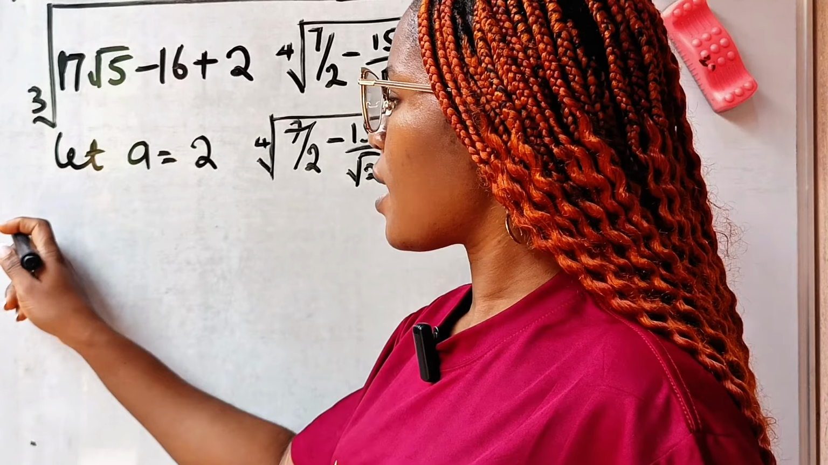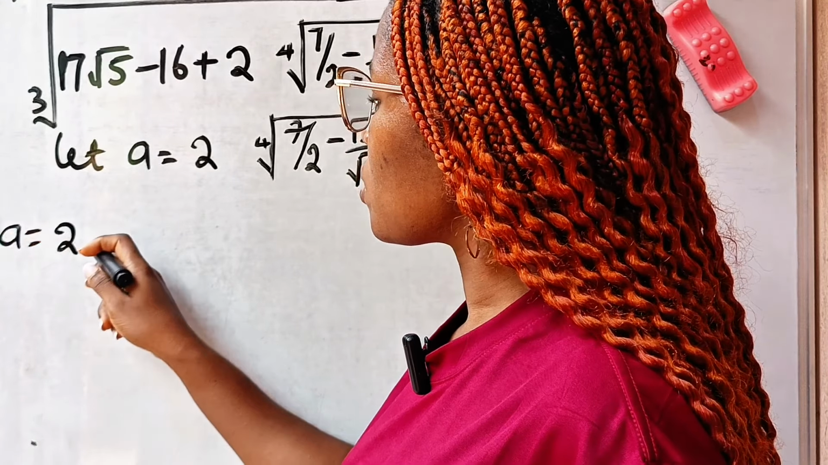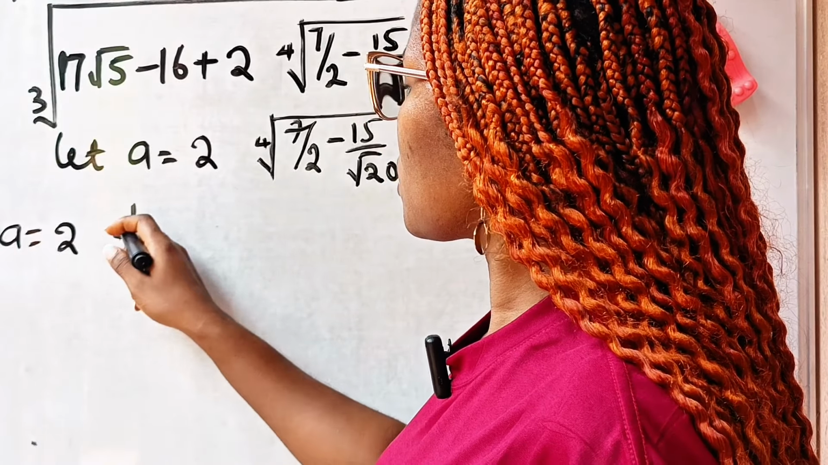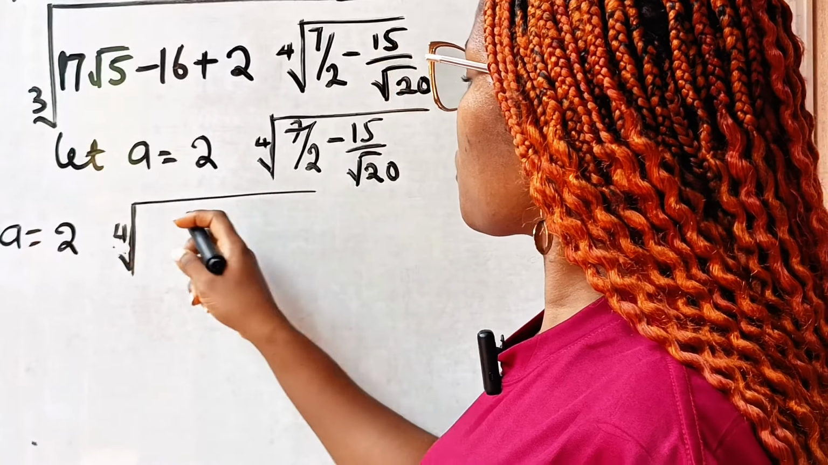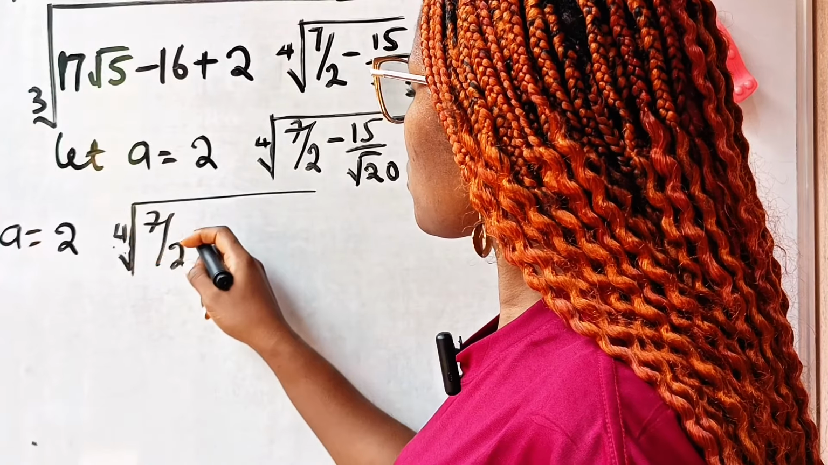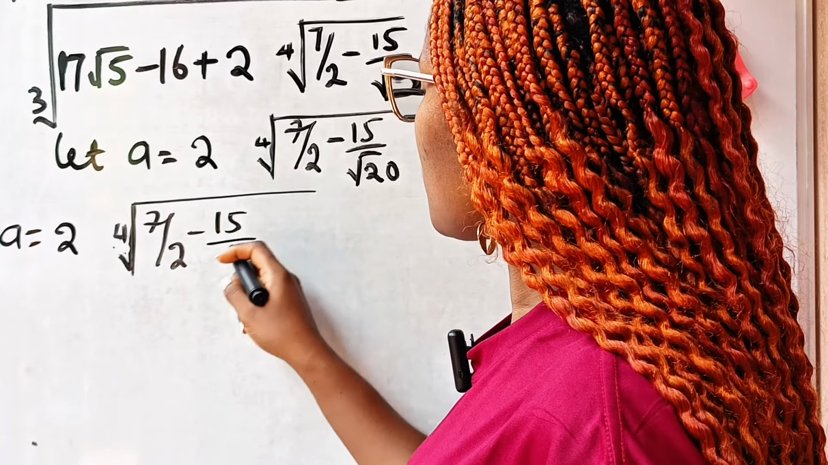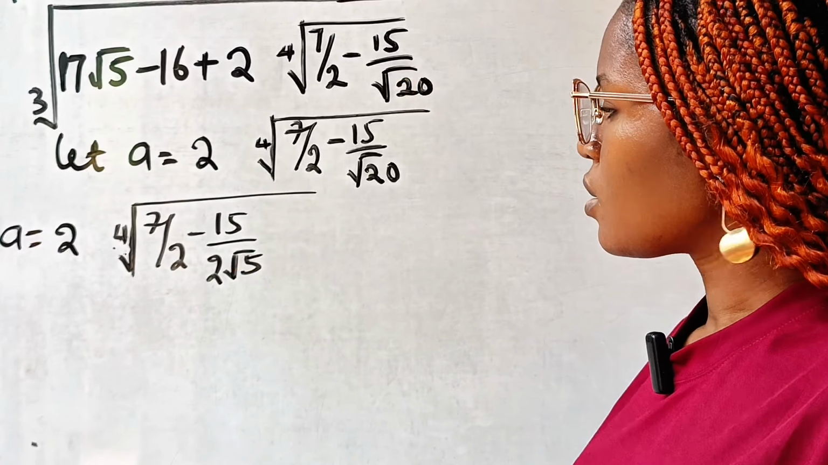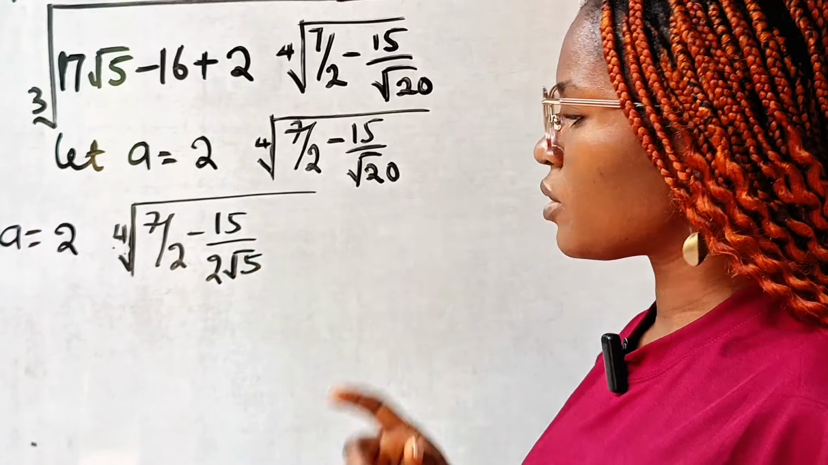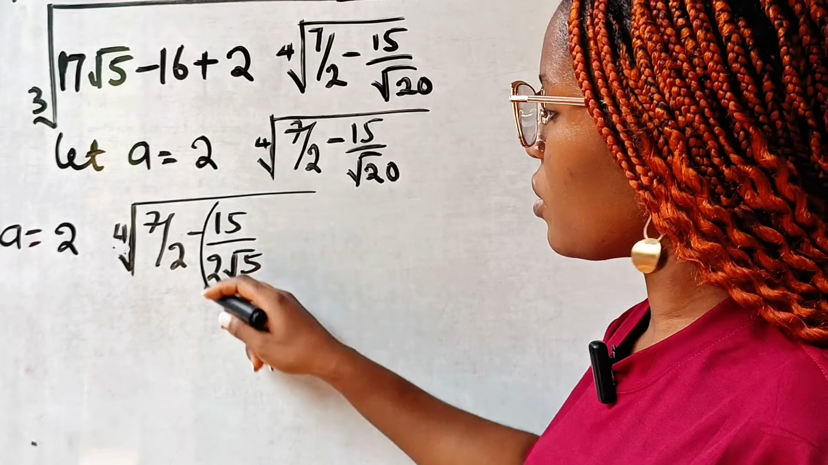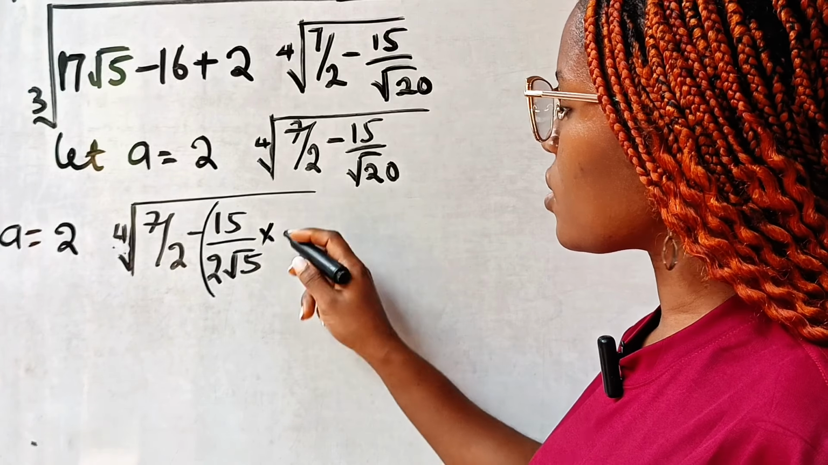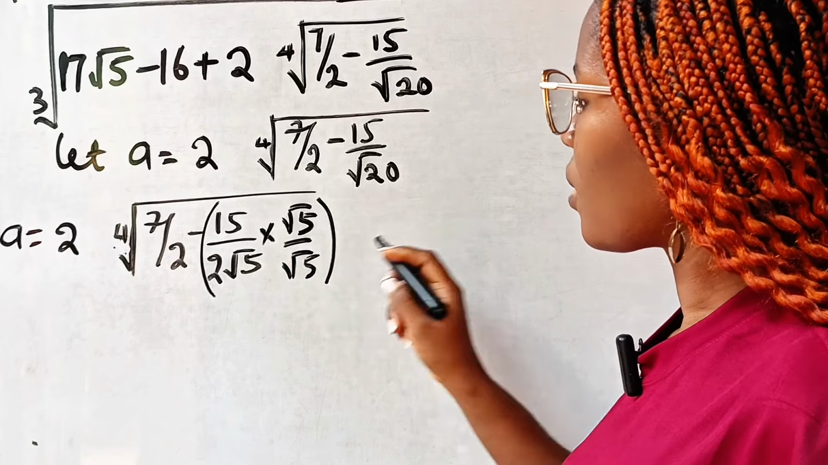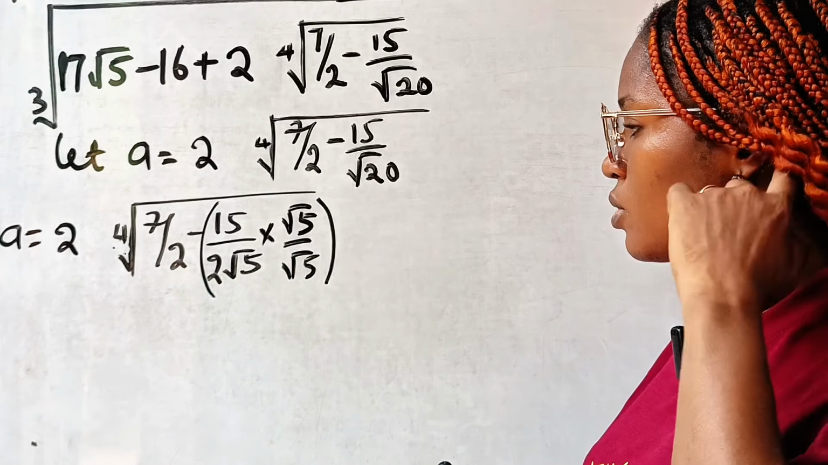So I'll now write that A is equal to 2 multiplied by the fourth root of 7 over 2 minus 15 divided by 2 root 5. Let's rationalize this denominator. To rationalize the denominator, we multiply by the surd, which is root 5 divided by root 5.